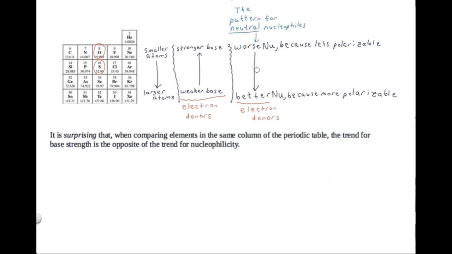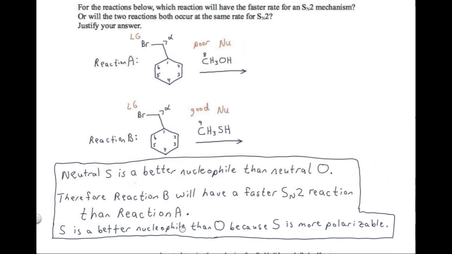As we discussed earlier, when you're comparing neutral nucleophiles from the same column of the periodic table, nucleophile ability improves as you move down the column because larger atoms are more polarizable. So we've used that idea to justify our answer here and explain why this sulfur molecule is a better nucleophile than the oxygen-containing molecule, because sulfur is more polarizable. This level of detail would be sufficient, I think, for most professors. Most professors would consider this to be a full credit answer for most introductory organic chemistry courses.